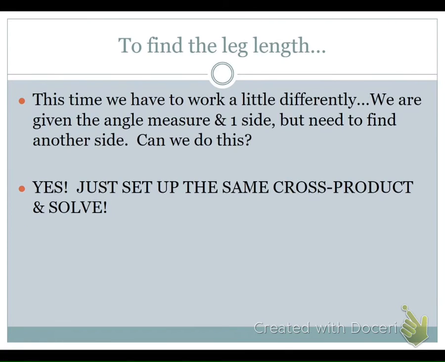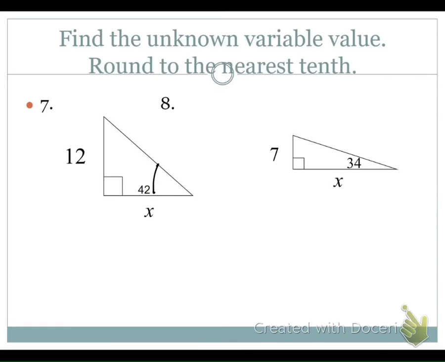So to find the length of a leg, this time we are going to work a little differently. We are given the measure of the angle on one side, and we have to find the other side. Can we do it? Yes, we can. We are going to use the cross product and solve, using tangent. We know the angle measure now, so we're going to say tangent of our angle, 42, it's the only one we know the angle measure of. We never use the right angle for this.